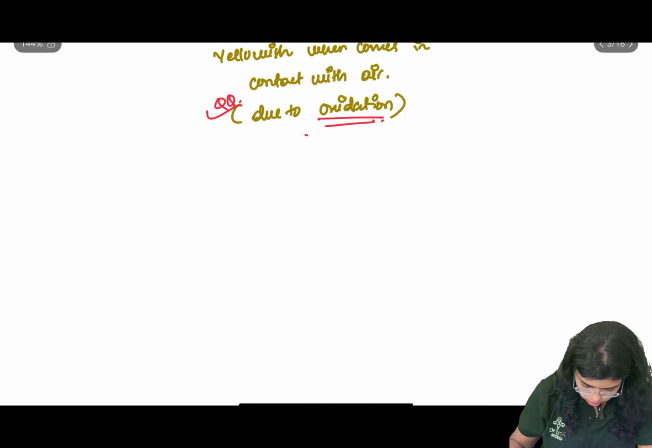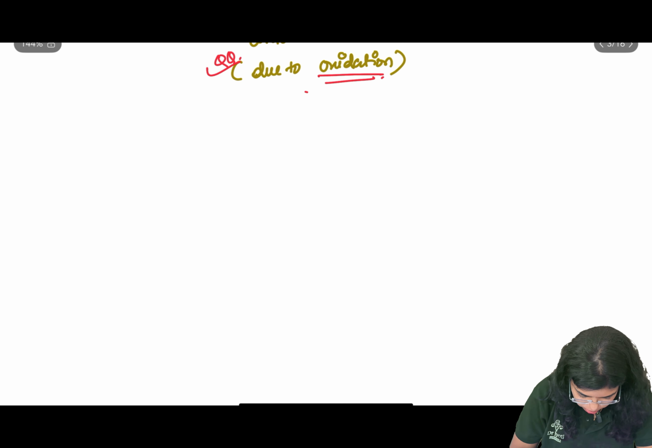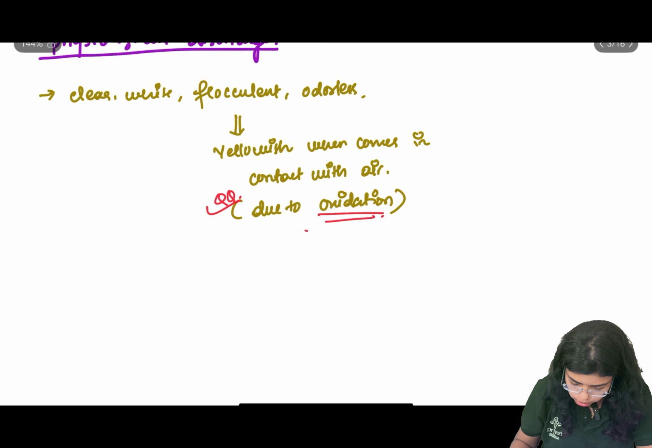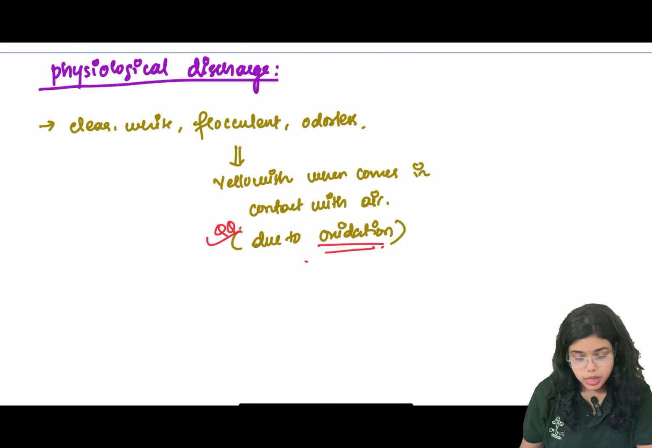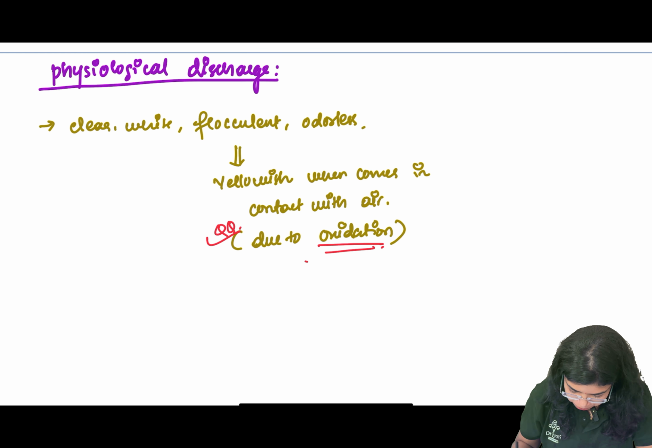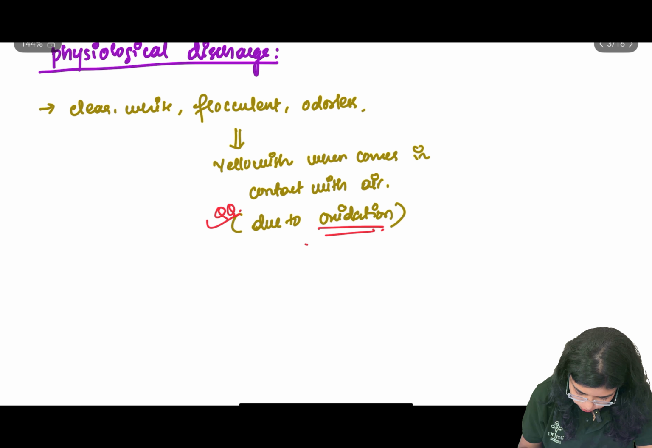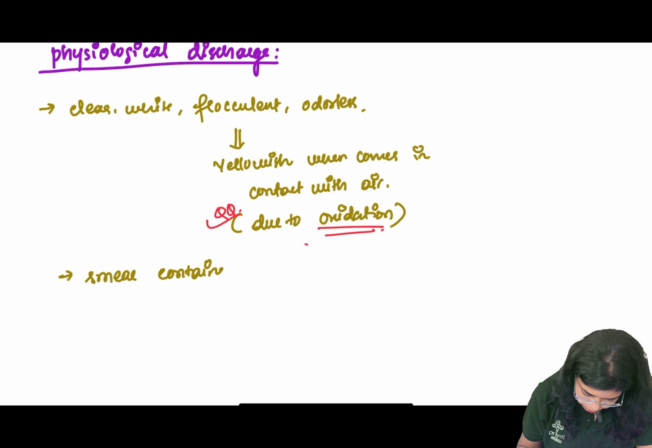Then, as we have learned, if we take a vaginal smear, it contains Doderlein's bacillus as well as the squamous epithelial cells. So the smear contains epithelial cells plus lactobacilli.